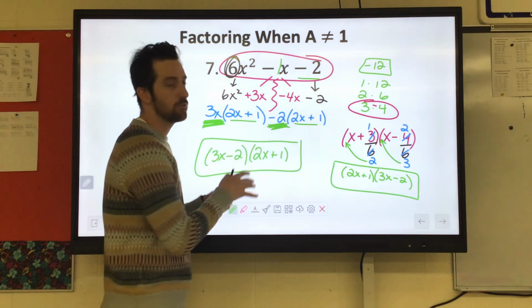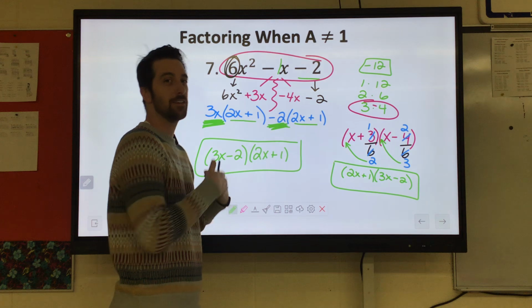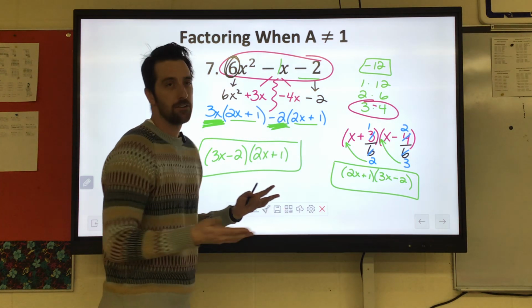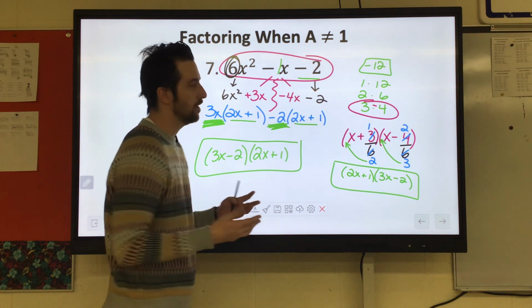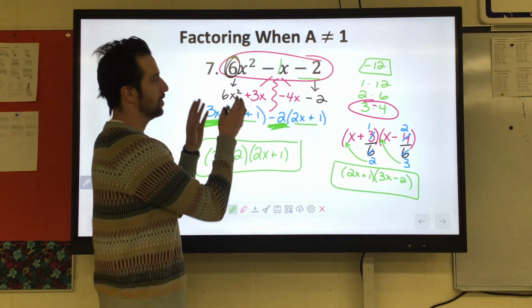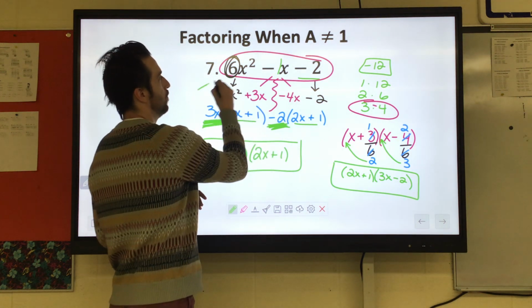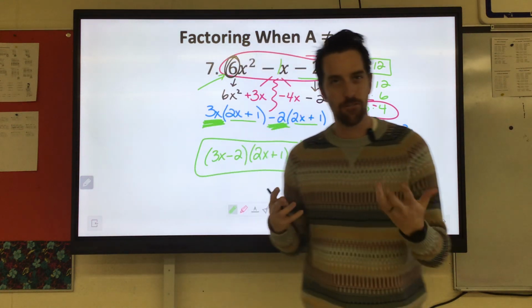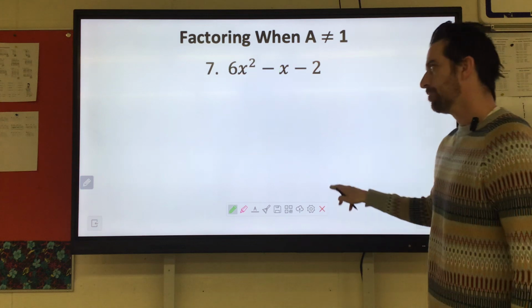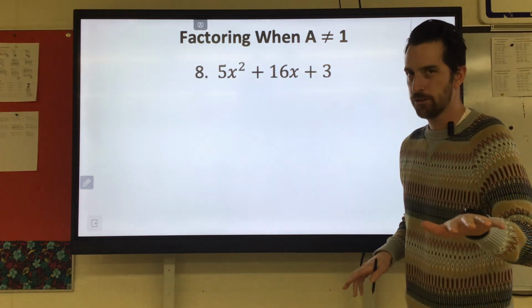Now, factoring by grouping is an essential skill. It happens later on this worksheet. You have to factor certain polynomials by grouping. But this is a nice option for when it's just a trinomial where your a is not 1. So I'll continue to show you both ways for a few of these. And then again, just go with what works for you.